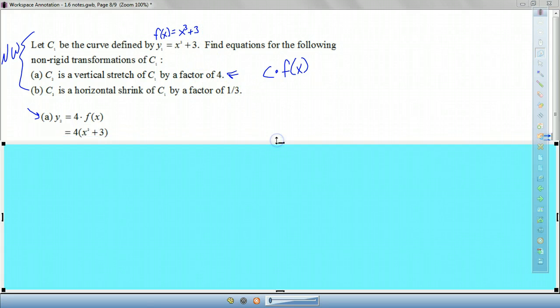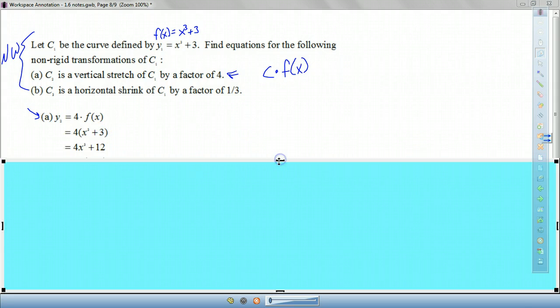So we plug in our x to the third plus 3, and we distribute it through, and that's the answer. Again, we take our stretch factor, we times it by our f of X, the entire function. We have to distribute it through to everything because it's vertical. Whenever you're dealing with vertical, you're dealing with the entire thing. When you're doing horizontal, it's just going to be with the X.